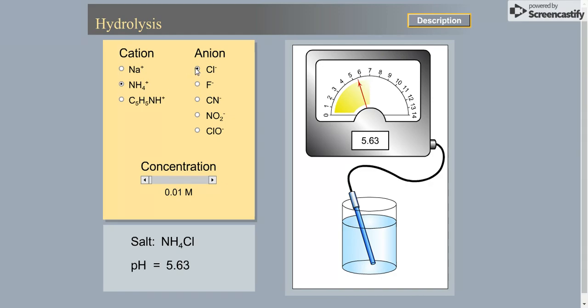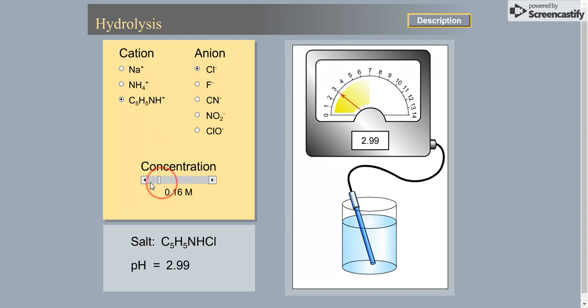Then finally, the chloride ion with the pyridinium ion to form pyridinium chloride. That is quite acidic, of a pH of around about 3.6 or so. Which of these ions reacted with water? Can you write the hydrolysis equation?